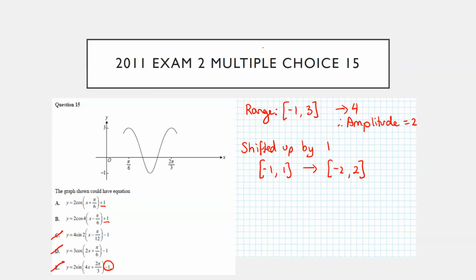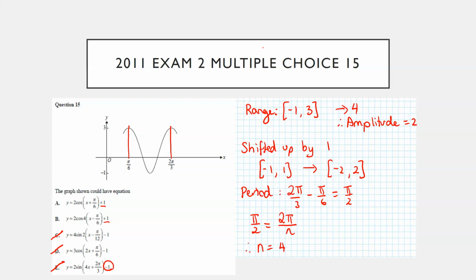All right, next we could look at the period. For the period, we need to look at what the distance is between those two peaks. So 2 pi over 3 minus pi on 6. Well, that's pi on 2. So therefore, I need pi on 2 to equal 2 pi over n. What is n then? Well, therefore, n must equal 4.